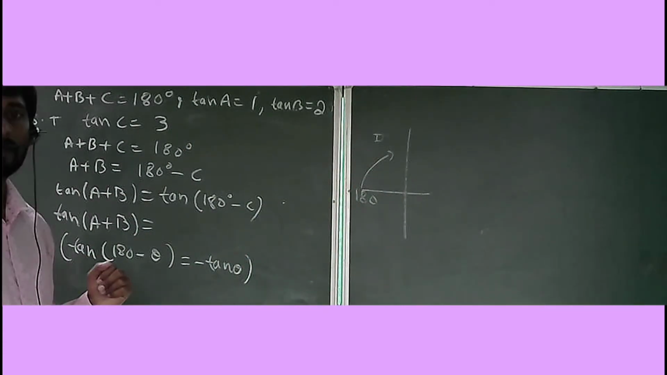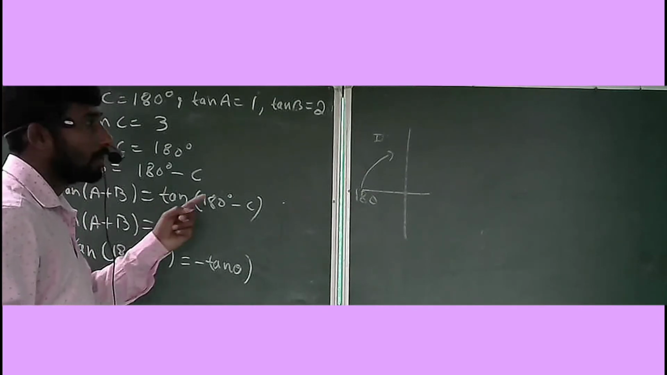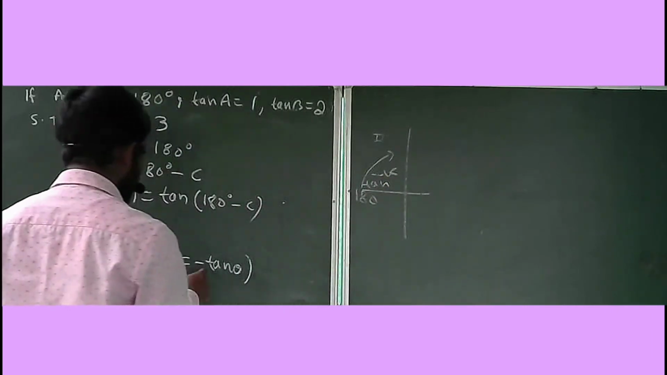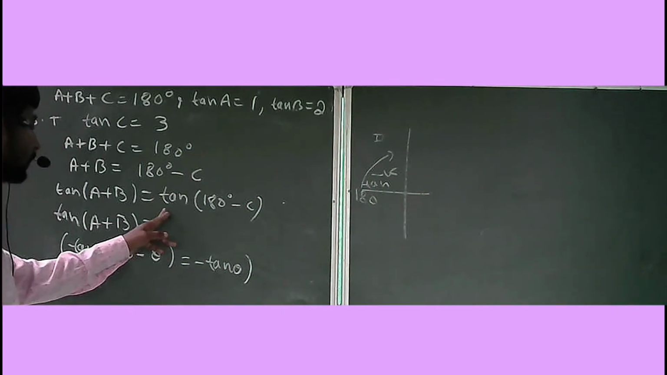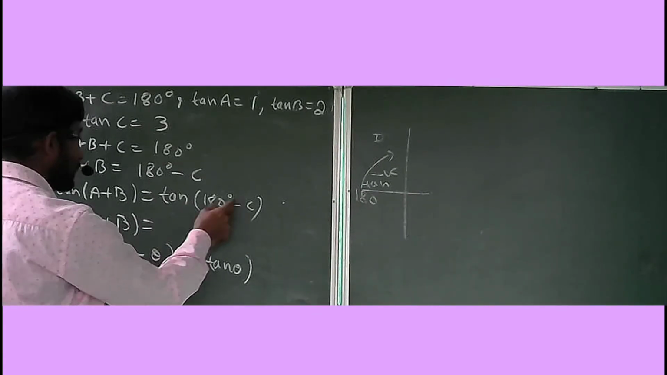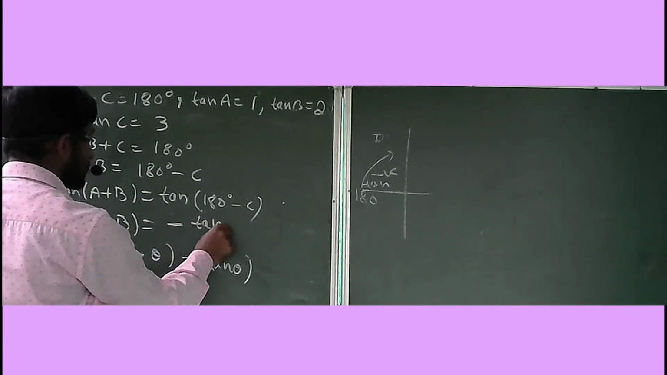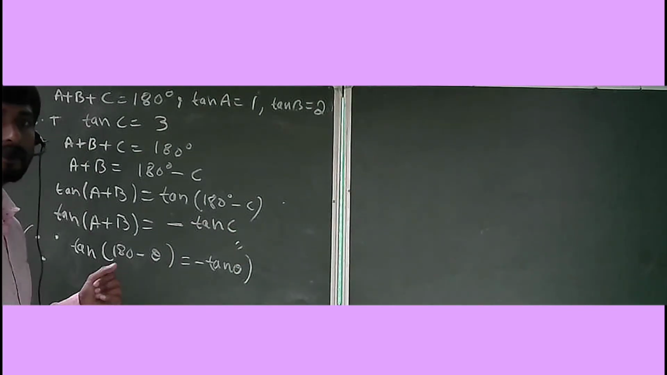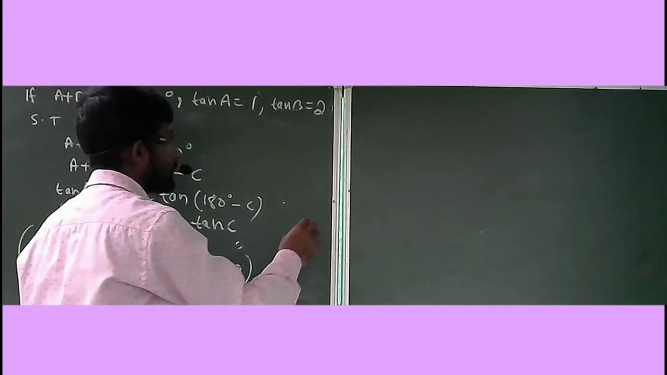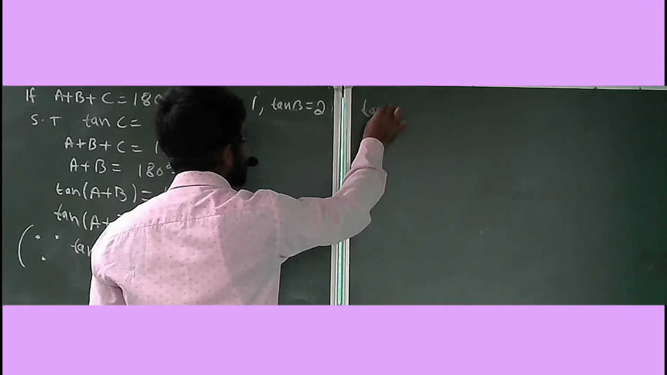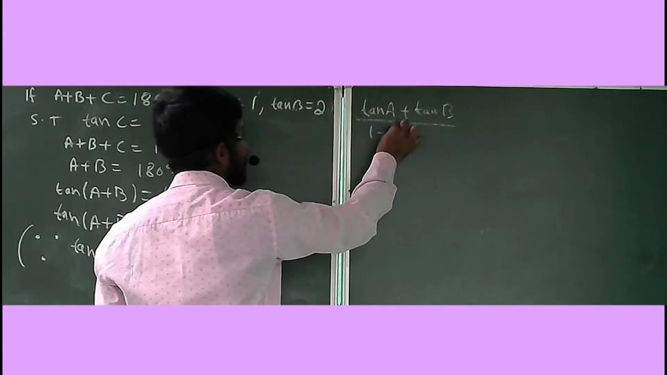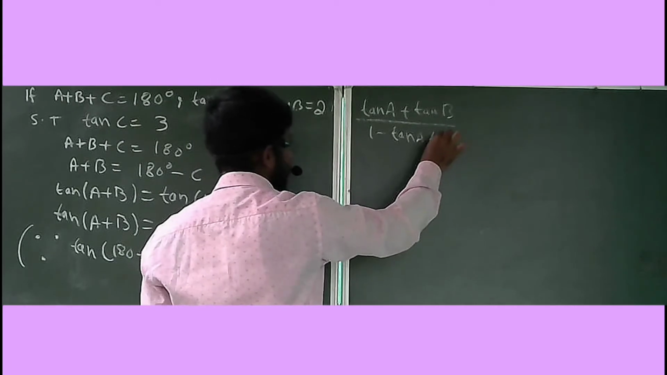Which trigonometric function are we using? We are using tan. In the second quadrant, tan is negative, right? So here you will get minus tan theta. Okay, tan of 180 minus theta is minus tan theta. So tan of 180 minus C is equal to minus tan C. Now see the LHS. LHS, tan of A plus B is there. Apply the formula. Tan of A plus B is tan A plus tan B divided by 1 minus tan A into tan B.